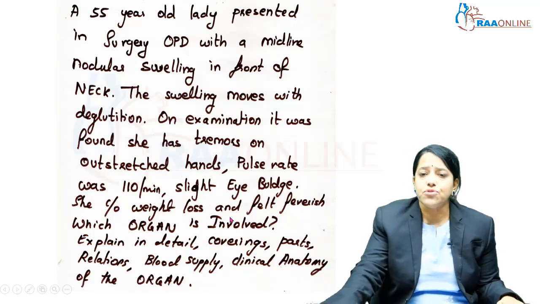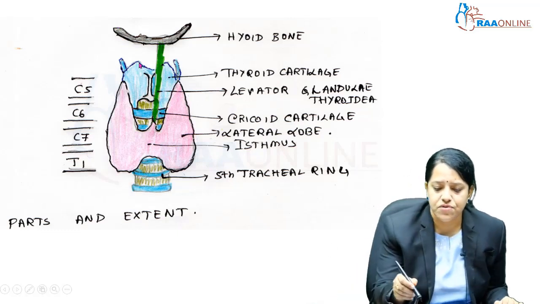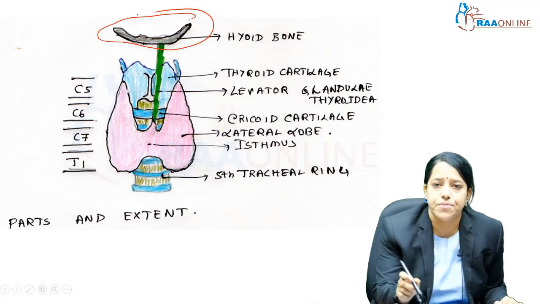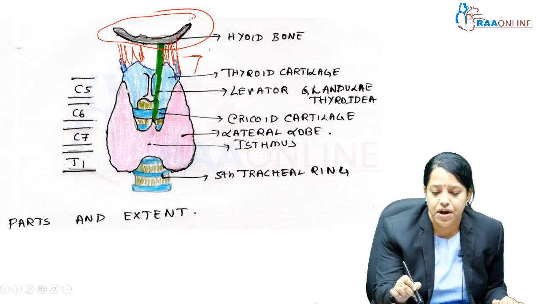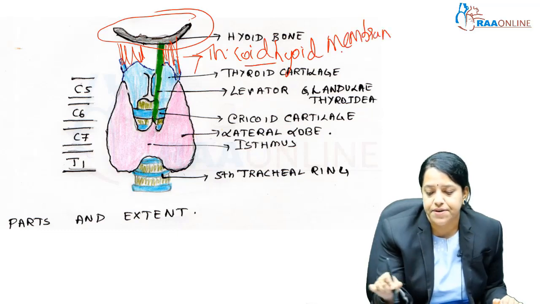So now let's go through it. You have the hyoid bone over here. You have the cartilage which has been shown over here. You can see over here, this is the hyoid bone. And there is a membrane which extends between the hyoid bone and the thyroid cartilage. That is called the thyrohyoid membrane. So this is the thyrohyoid membrane, and there are structures which will be piercing that.